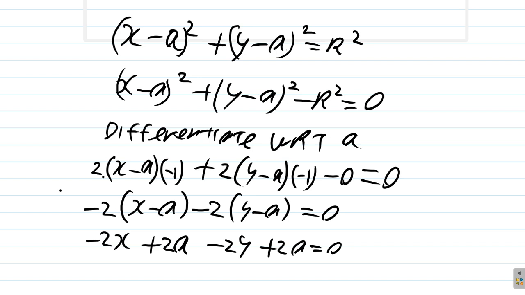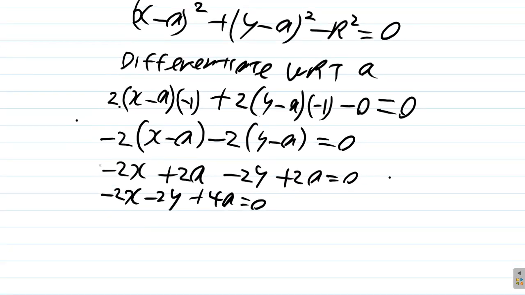So now, what we have now, 2a and 2a. So you have negative 2x minus 2y plus 4a equals 0. So what we have is negative 2 times x plus y. You see that? Factor out the 2, x plus y.